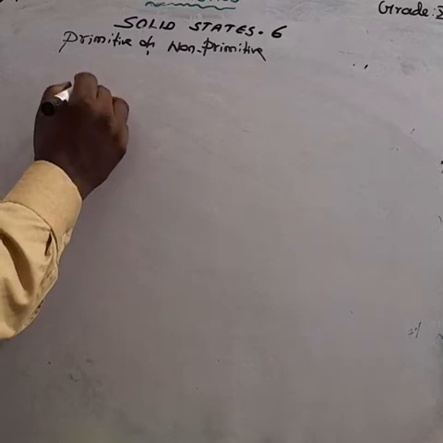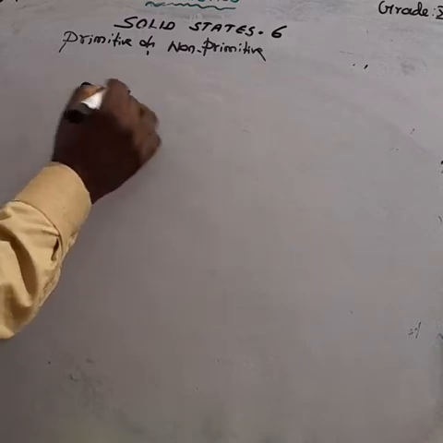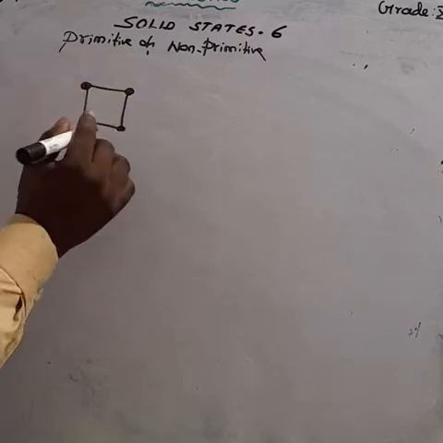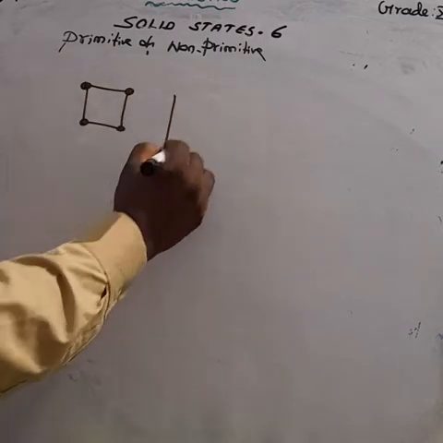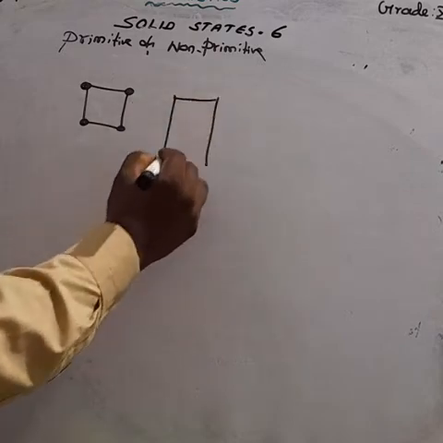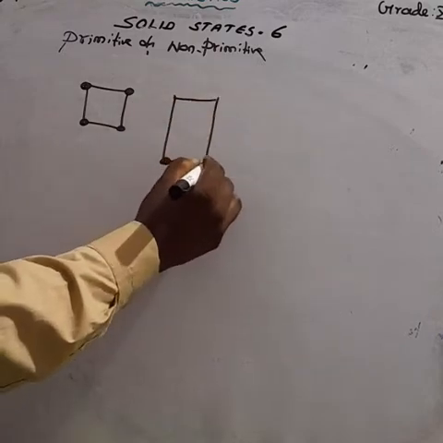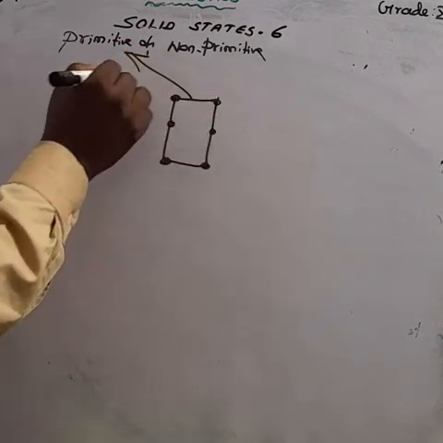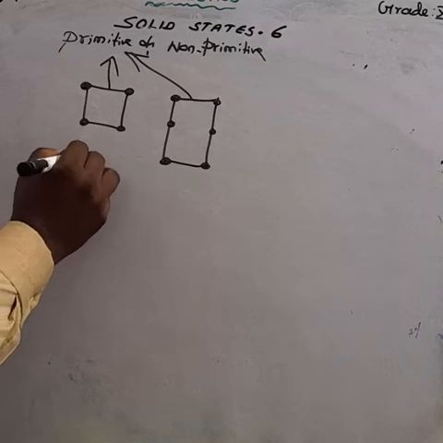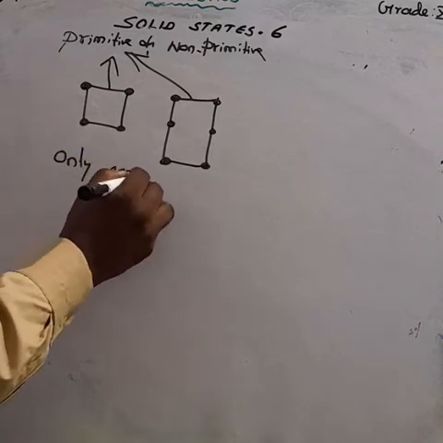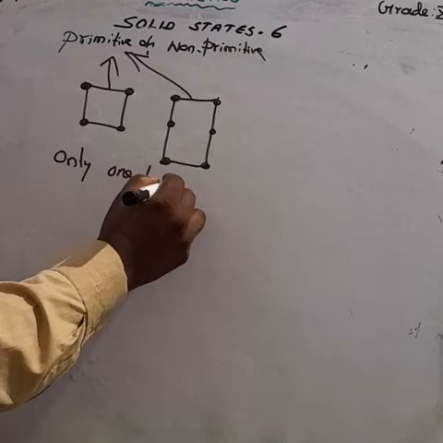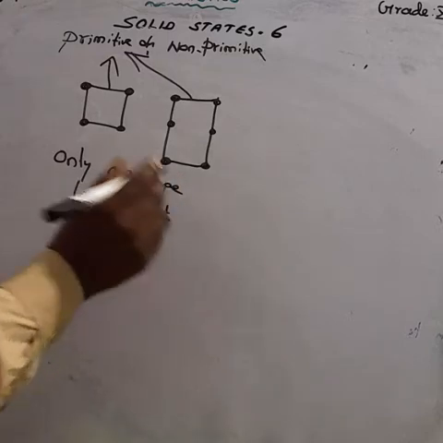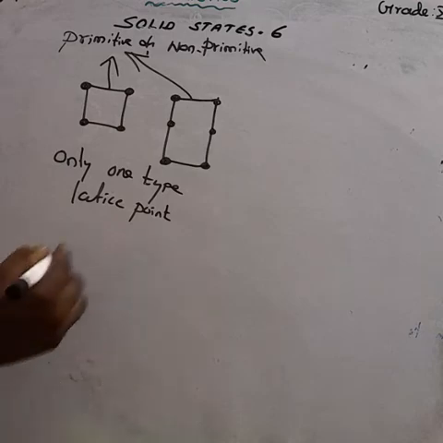This atom, for example, I am drawing one of them. It says here an atom must be present at the corner. The corner present means we can say this is a primitive unit cell. A unit cell containing only one type of lattice point is called a primitive unit cell.